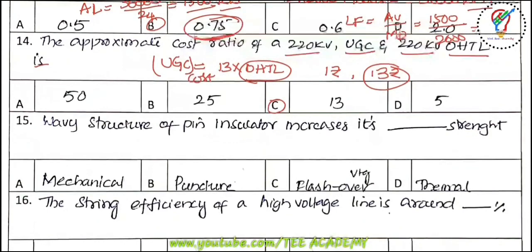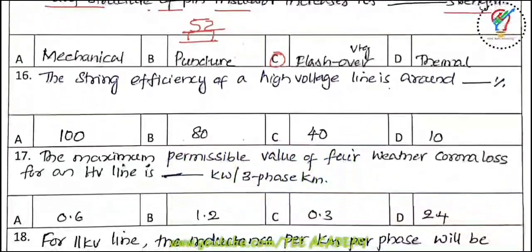Next one, wavy structure of pin insulator increases its dash strength. Okay, the structure of these pin type insulators is something like this, I'm giving a rough diagram here. So this is the structure here. So what is it going to increase? Its flash over voltage. So C is the right answer here. Okay, and next one here, 16th question.